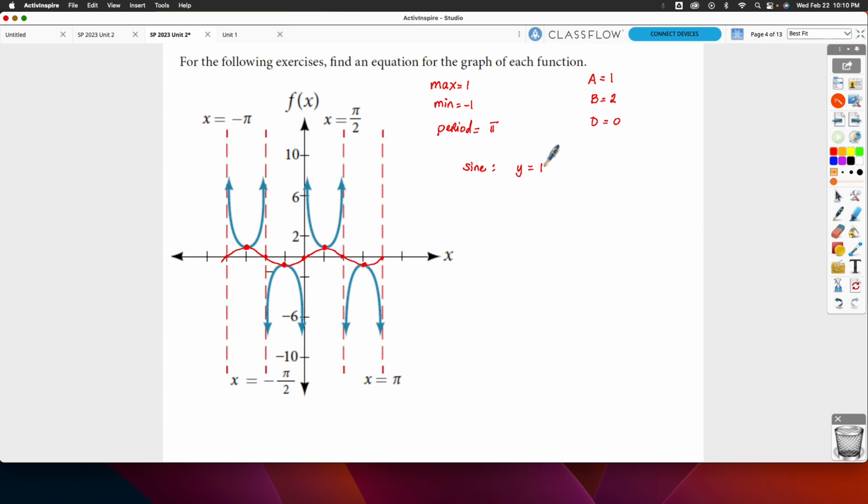So a, which is 1, sine bx, so 2x, again, c is equal to 0, and d is equal to 0. So simplifying this, we get y is equal to sine 2x. But then remember, this is not the graph of sine we're looking for. What is the reciprocal of sine? It's cosecant. So basically, this is the graph of y equals cosecant 2x.